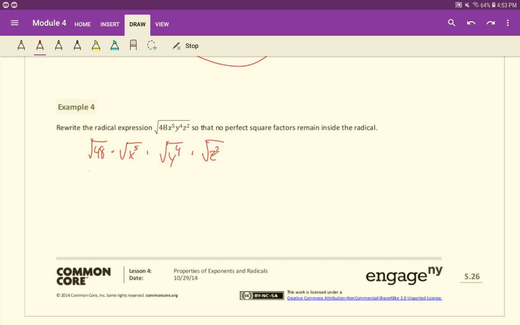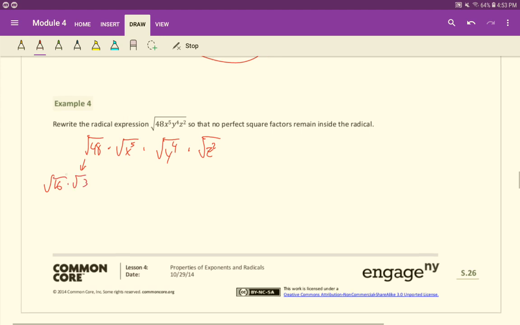Okay, we have simplified square roots of numbers before. So we're going to break this down into perfect squares. We want to create perfect squares. So the square root of 48 is the square root of 16 times the square root of 3. You see a perfect square here, and then the leftover piece, the 3. That leaves us with 4 times the square root of 3.